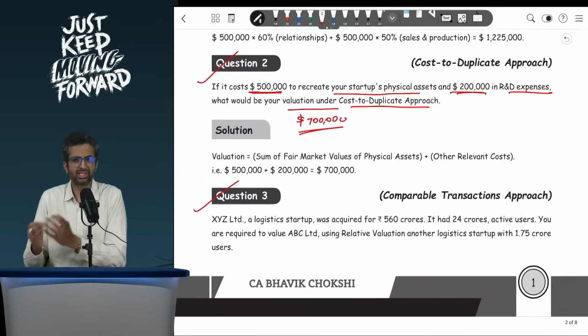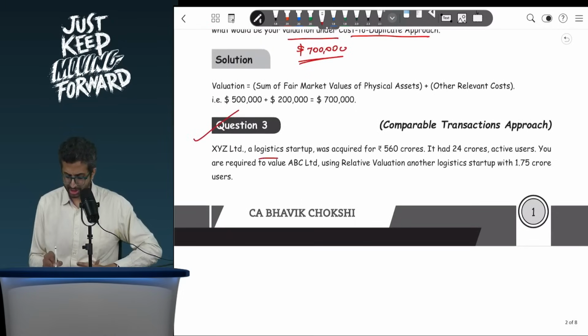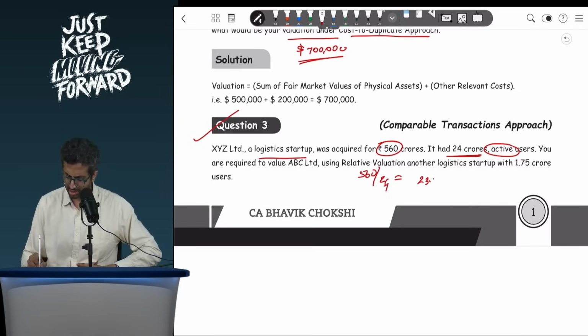Similarly, question 3, I've kept the same example as there in your study material. XYZ, a logistics startup, was acquired for 560 crores. It had 24 crore active users, so 560 divided by 24 comes to approximately 23.33 per user.